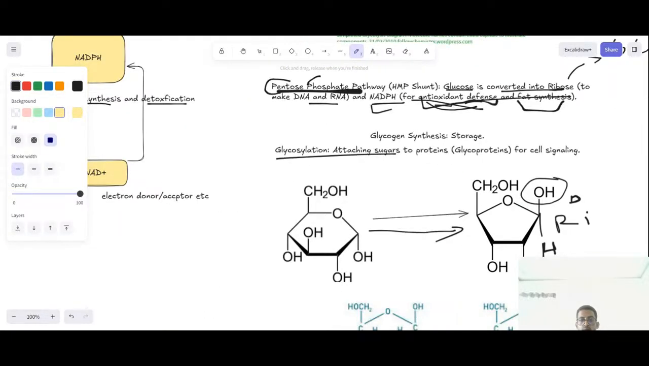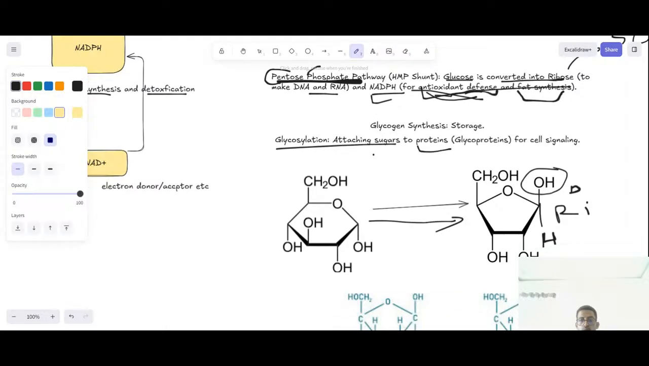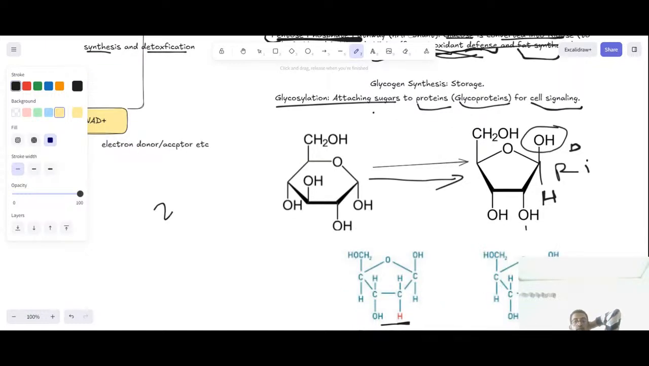So glycosylation, attaching sugar to proteins, glycoproteins for cell signaling. So glycosylation, attaching sugars to protein for cell signaling, because out of, let us check this.